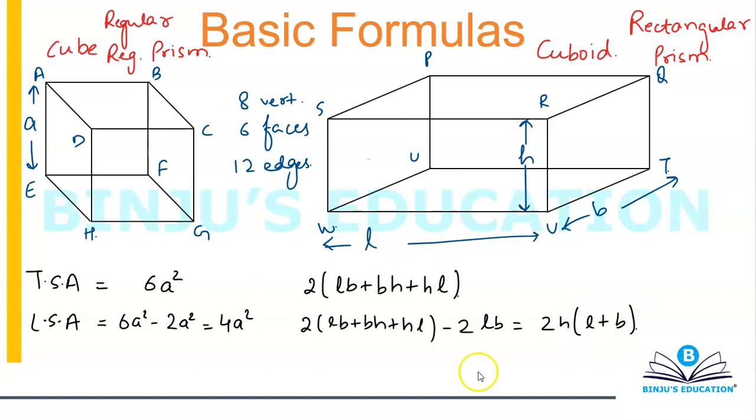Last one is the volume. For volume, it's going to be simply A cube, that is A into A into A. It's three dimensional, so we multiply all three dimensions. In case of cuboid, it's going to be simply L into B into H. These are the three basic formulas which you need to remember.